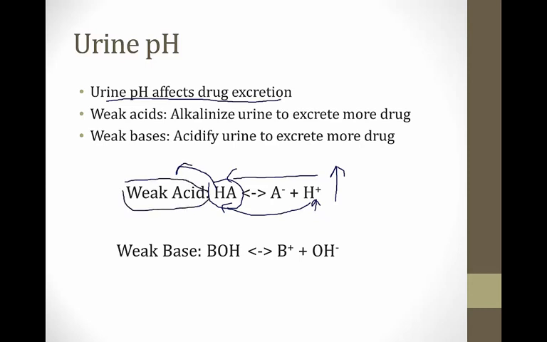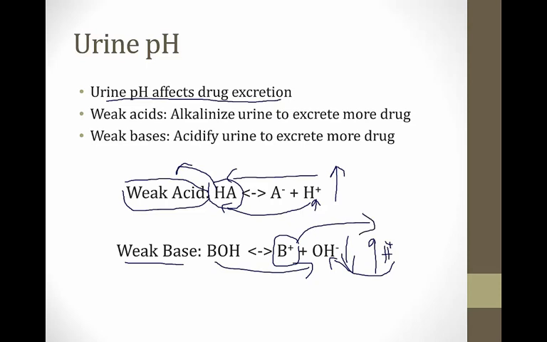For the bases, it's the opposite. If we have a very high concentration of H plus in the urine, those H plus molecules are going to combine with the OH negative to form water. That is going to decrease the concentration of OH negative in the urine and drive the equation this way. So for weak bases, an acidic environment favors formation of the ionized form of the drug, and that gets excreted.